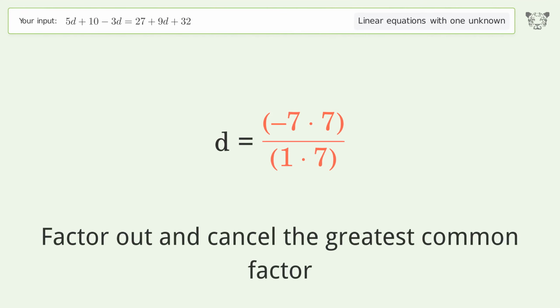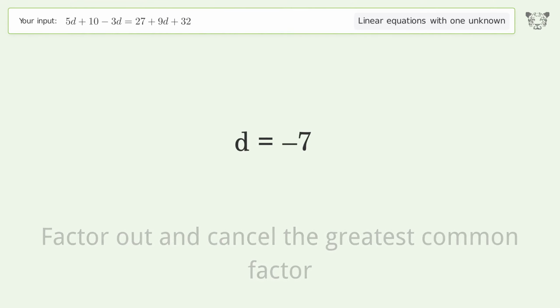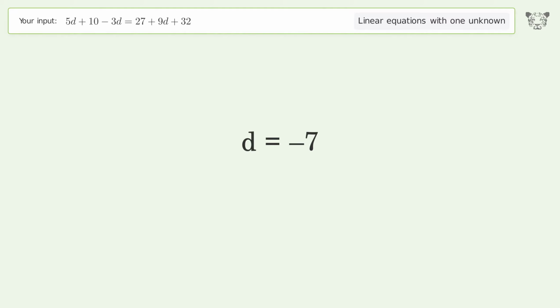Factor out and cancel the greatest common factor. And so the final result is d equals -7.